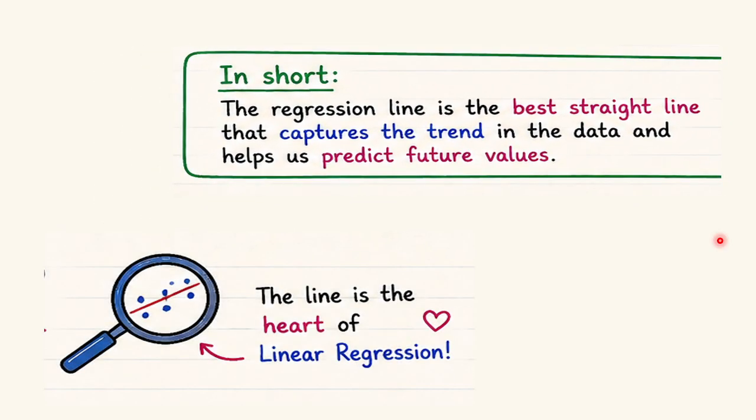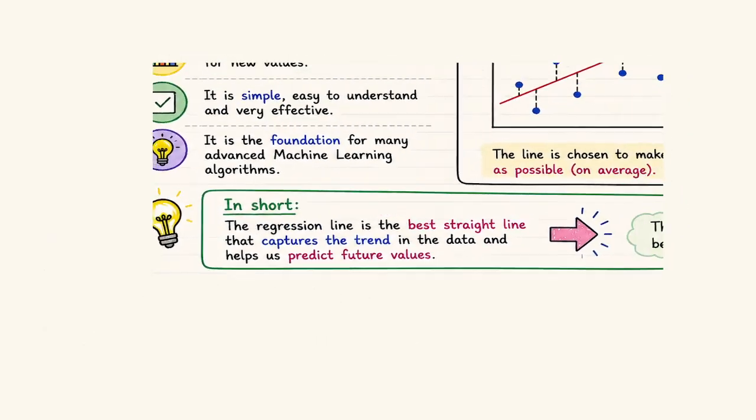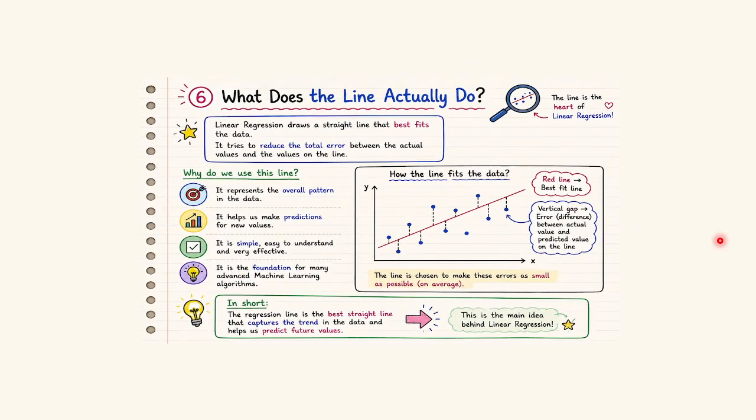So you can say that the regression line is the best straight line that captures the trend in the data and helps us predict a future or a new value. You can remember one simple thing, that the regression line is actually the heart of linear regression. So this is all about this regression line.